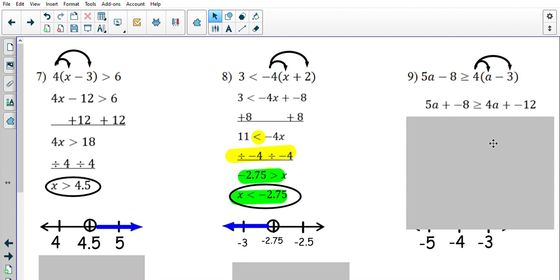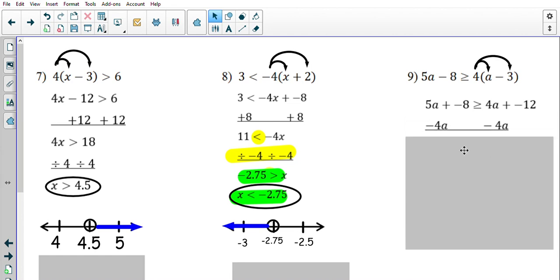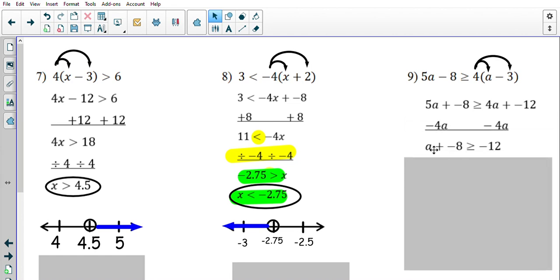So we have 5a plus negative 8 is greater than or equal to 4a minus 12, which I wrote as 4a plus negative 12. 4 times a is 4a, 4 times 3 is 12, but again, a minus 12 becomes plus a negative 12. Now we want to get the variables on the same side. 4a is smaller than 5a, so I suggest moving that. The less negatives we can have, the better for sure here. So let's subtract 4a since it's a positive. That will get us 1a, or just a on the left, plus negative 8 is greater than or equal to negative 12. It's important you keep the numbers on the same side of the inequality that they were already on.